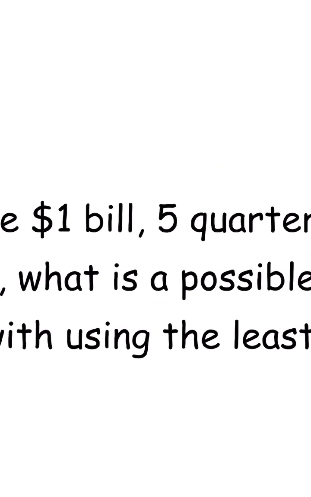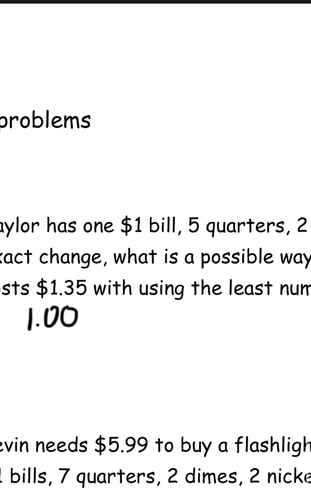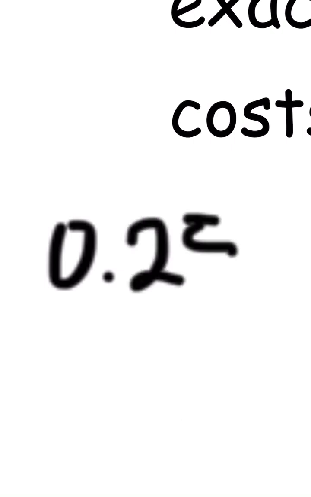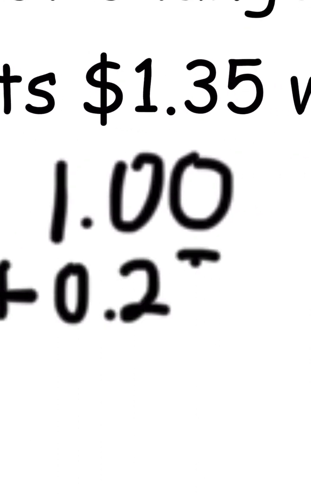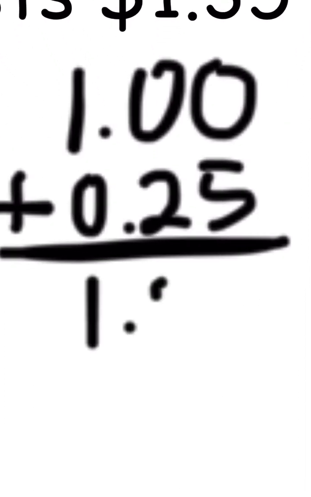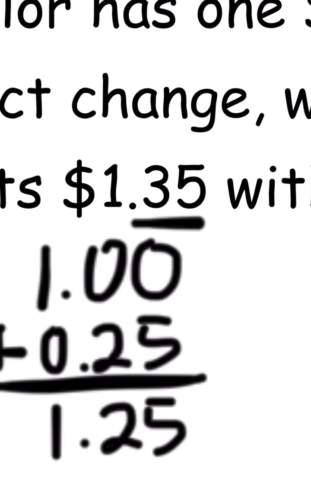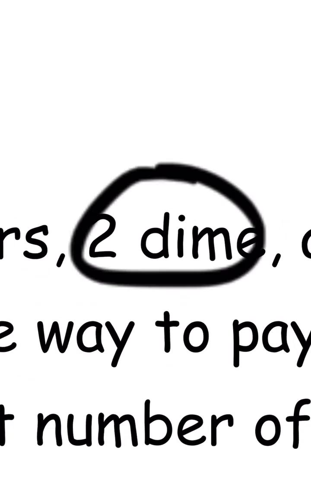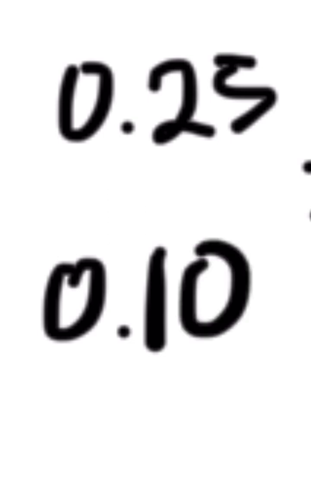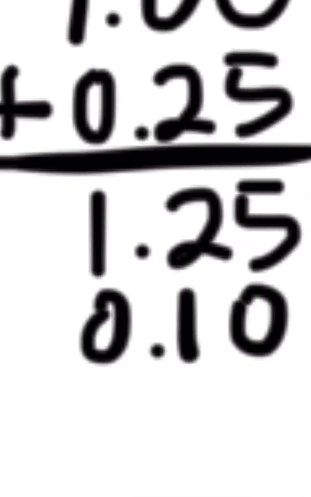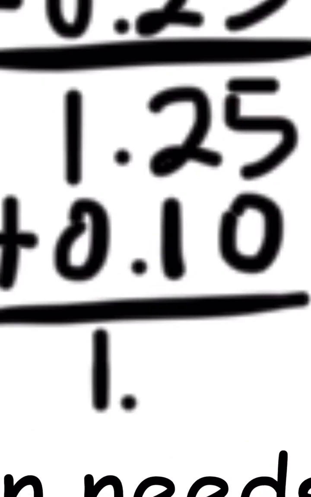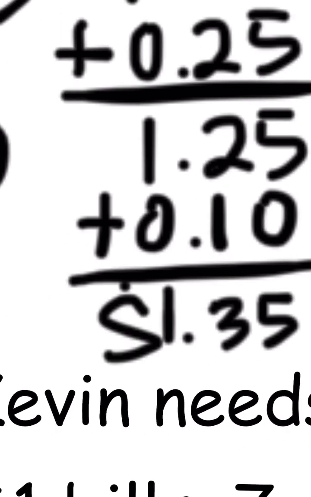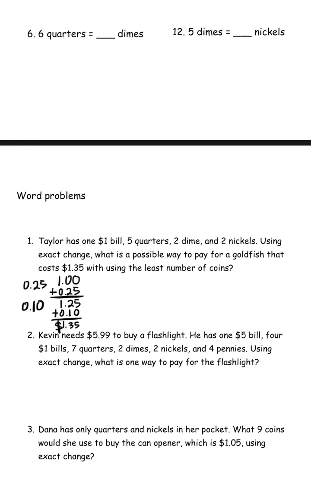$1 bill is going to be 1. And we have 5 quarters, and each quarter is going to be 0.25. So we need 1 quarter. And if we add $1 bill and 1 quarter, we're going to get $1.25. Now we need only 10 more cents. So we're going to use dime since each dime is going to be 0.10. So if we add 1 dime, we're going to get $1.35. So now he can pay for the goldfish, which is $1.35.